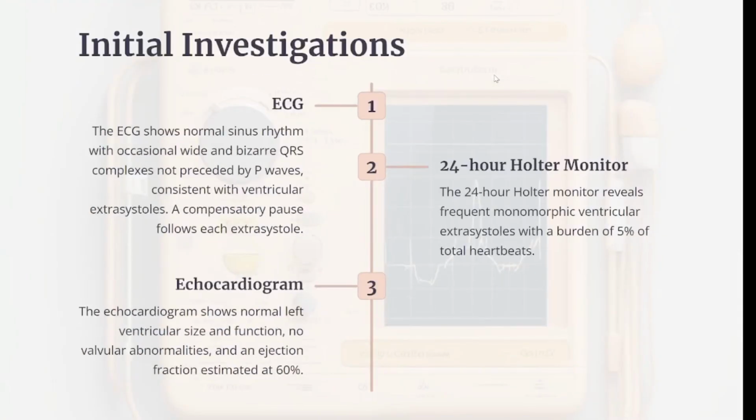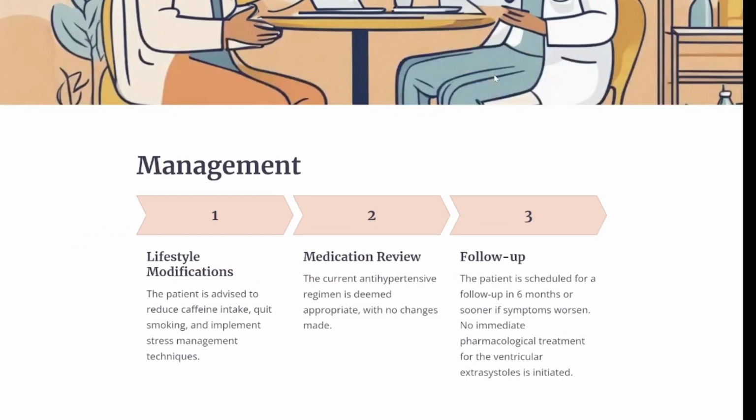Further workup: 24-hour Holter monitor reveals frequent monomorphic ventricular extrasystoles with a burden of 5% of total heartbeats. Echocardiogram: normal left ventricular size and function, no valvular abnormalities, ejection fraction estimated at 60%. Management, lifestyle modifications: the patient is advised to reduce caffeine intake, quit smoking, and implement stress management techniques.